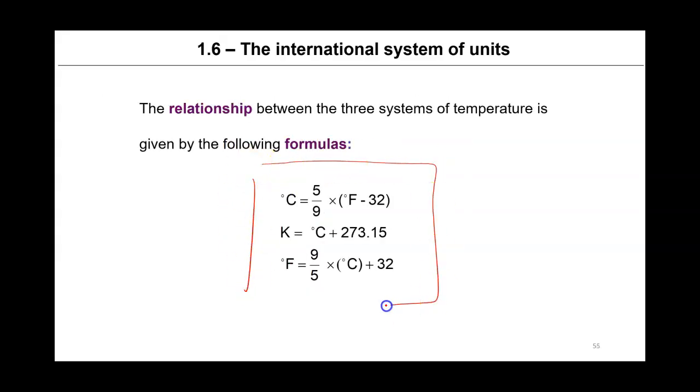Something that you guys will need to do is become proficient in using the 3 common systems of temperature. These 3 systems are degrees Celsius, Kelvin, and degrees Fahrenheit. And they're related to one another via these 3 formulas here. You do need to memorize these formulas. It's interesting to think about where they came from.